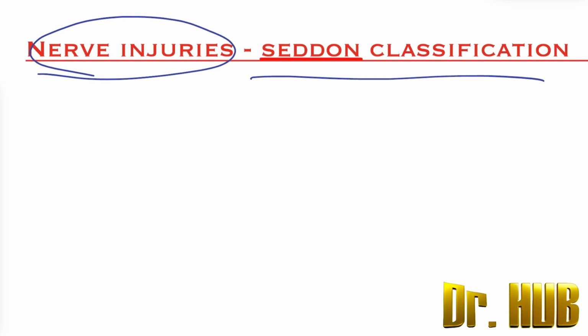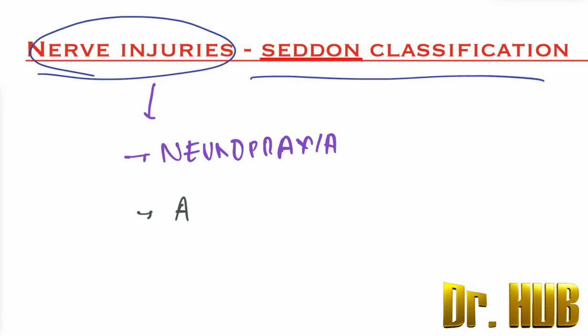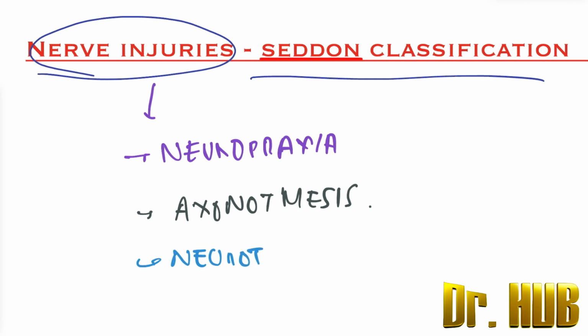Today we are looking at nerve injuries based on Seddon's classification. Seddon's classification is divided into three types. First is neuropraxia. Secondly, there is axonotmesis. Then thirdly, there is neurotmesis. Now let's break each of them down.